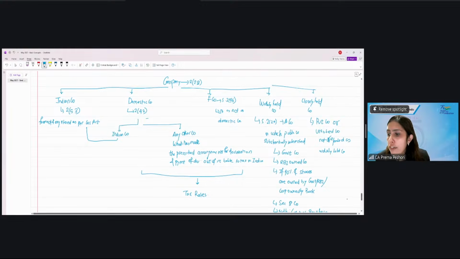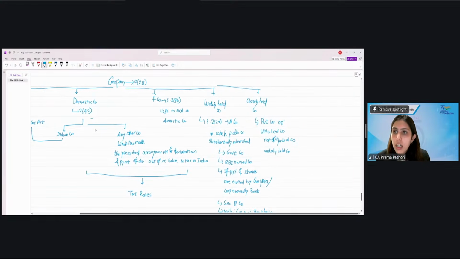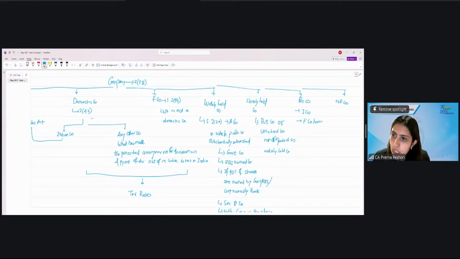And then finally, you have a resident and a non-resident company. A resident company is an Indian company, a foreign company having place of effective management in India. And a non-resident company is a company, a foreign company, not resident in India. Now, why is this important?